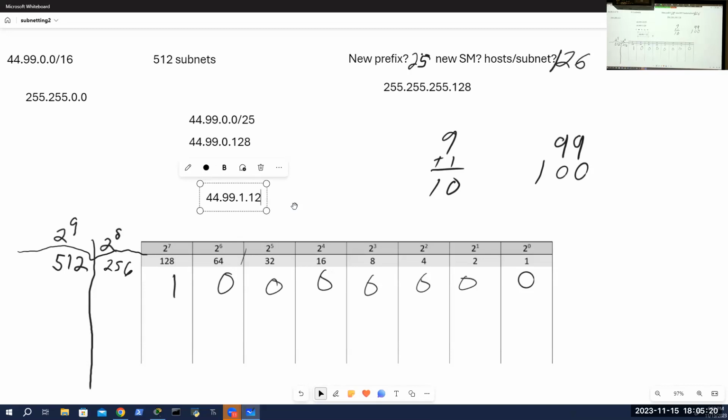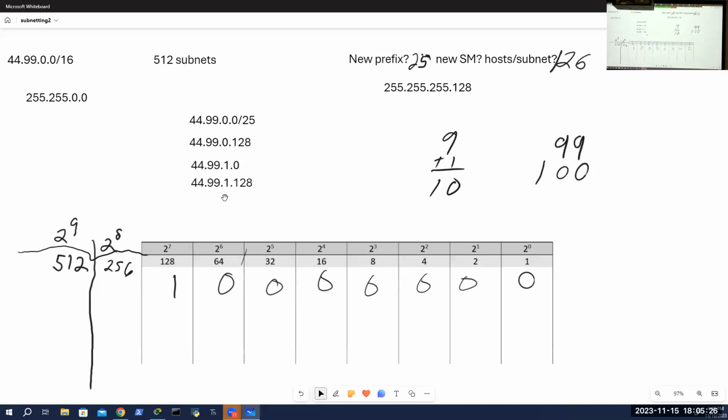2.0. And then 2.128. Yeah, see, now you can see a pattern, right? And you don't even really have to think about it anymore. It's going to be 2.0, 2.128, 3.0, 3.128, on and on and on, until the last one will be 255.128.